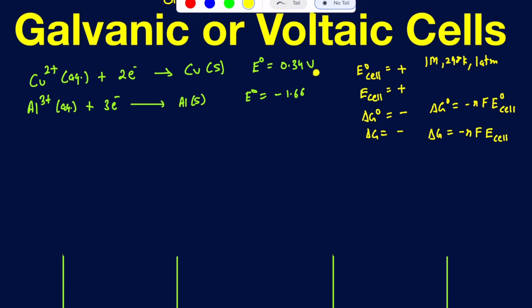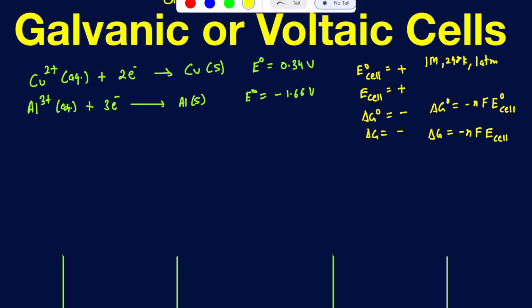So these values that you have written here, E0, are under standard conditions, which means we have a concentration of 1 molar, a temperature of 298 kelvin, and if there is a gas involved, 1 atmosphere pressure. The standard reduction potential value for copper is 0.34 volts and for aluminum is negative 1.66 volts. Once I know these standard reduction potential values, I can figure out which one I want to put on the oxidation side and which one on the reduction side so that I can create a voltaic cell, or a spontaneous cell.